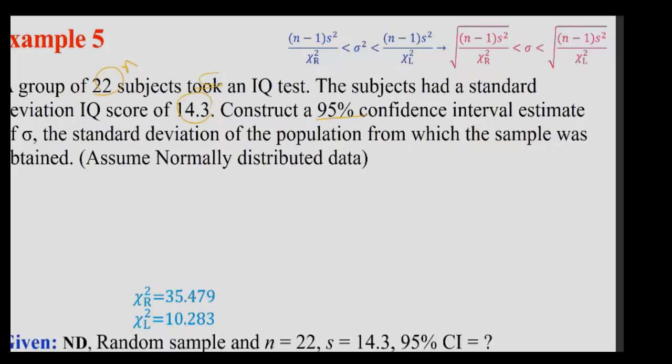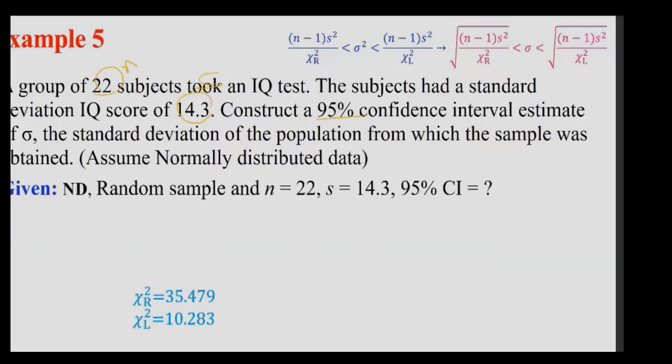We are dealing with a normal distribution, ND for sure. We have a random sample, n is 22, s is 14.3. We want a 95% confidence interval, which means degrees of freedom is 21. We want chi-squared of the right and left. And so this one, and this is 95%.